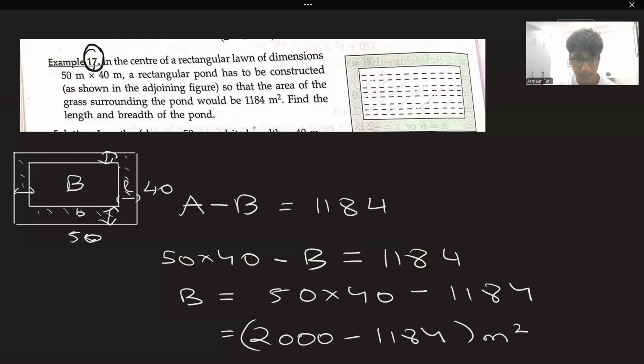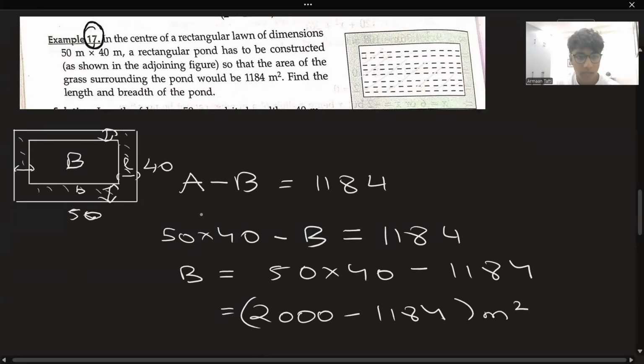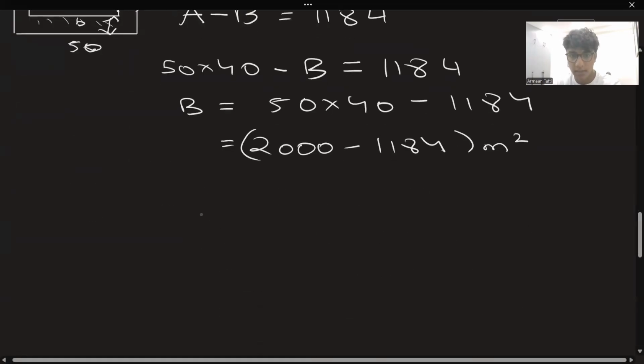That means that what they've told us is that the pond has to have some dimensions which are obviously less than 50 in breadth and less than 40 in length. And you have to subtract the same thing from both the sides. So its length is 40 minus, if we consider this distance as x, this is also x, this is x, and all of them as x. The length would be 40 minus 2x, right?